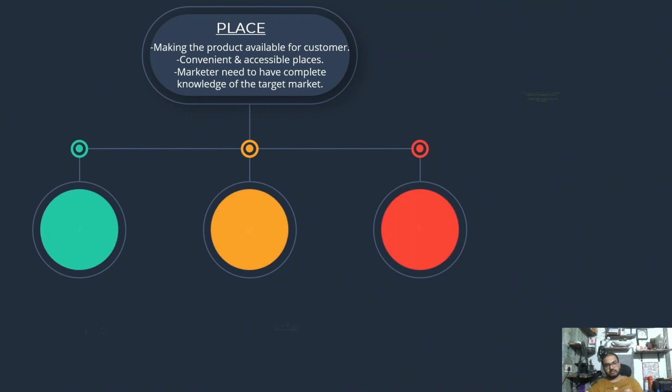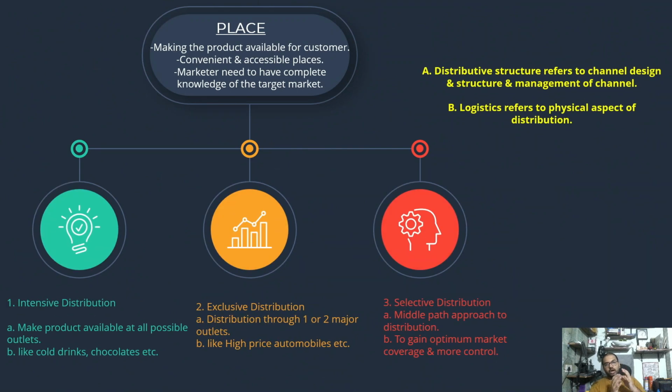Now, what do we understand by place? Basically, it is how a good will be delivered from the seller's location to the buyer's location. So it is making the product available to the consumer, because now you have told the consumer about your product. Now you have told about the features of your product. Now you have told the customer why they should buy your product and how that product will help the customer. But ultimately, you have to provide that product to the customer.